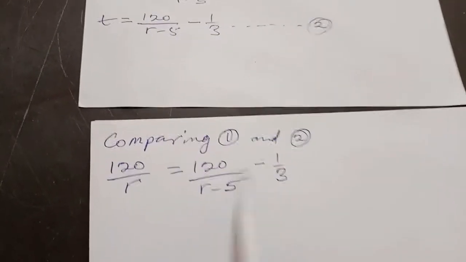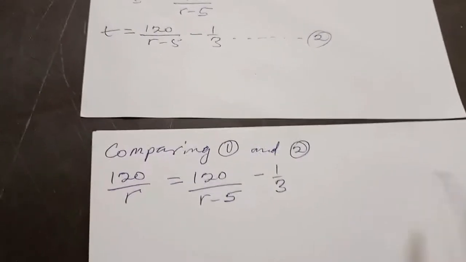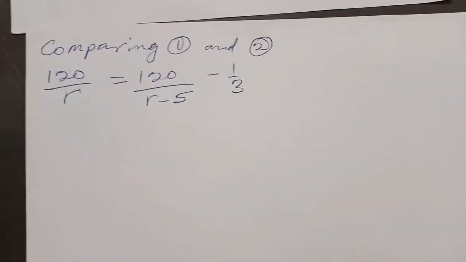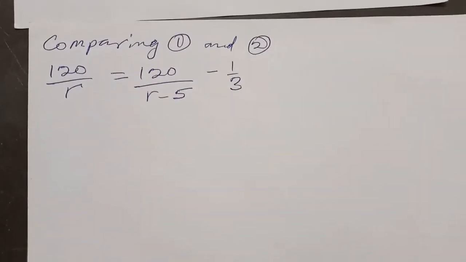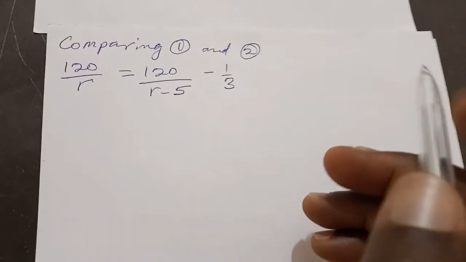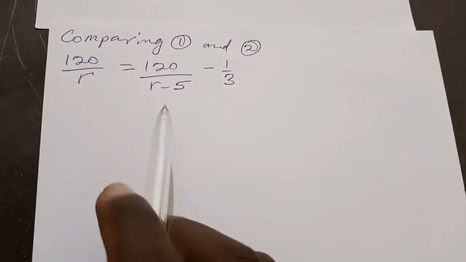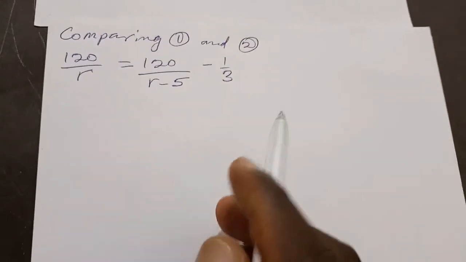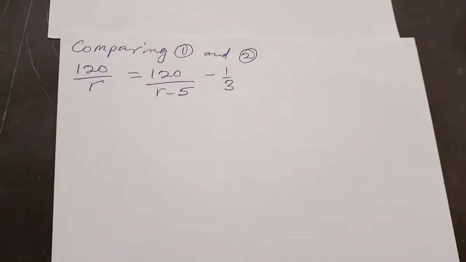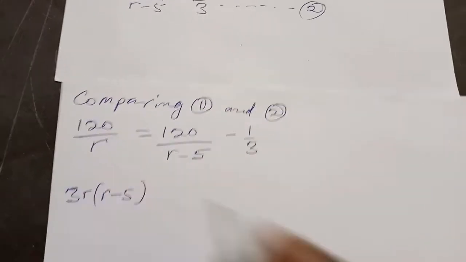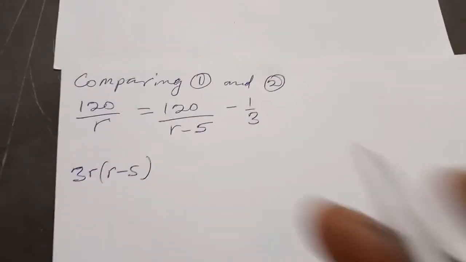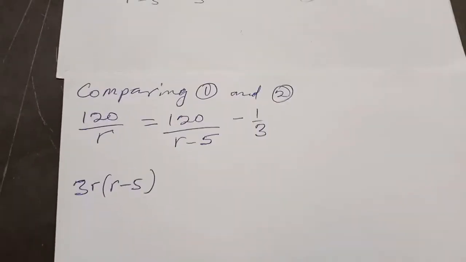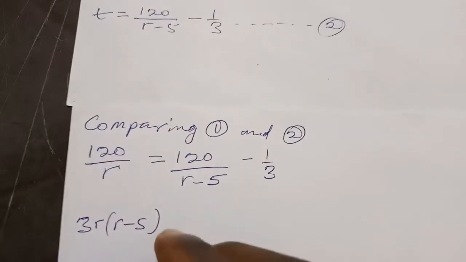So like I said right from the beginning, now we have eliminated t. So we just go ahead and make r the subject. The easiest way for us to make r the subject here is to find the LCM of this equation here and use it to multiply through. And our LCM will be r times r minus 5 and then times 3, which will give us 3r times r minus 5. And we are going to use this to multiply each term in our equation.